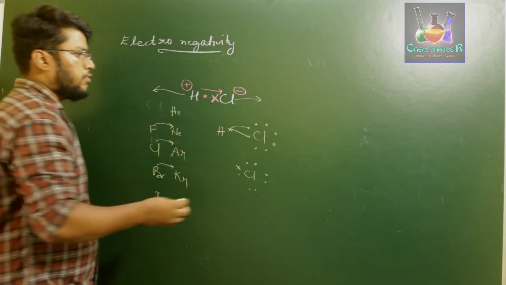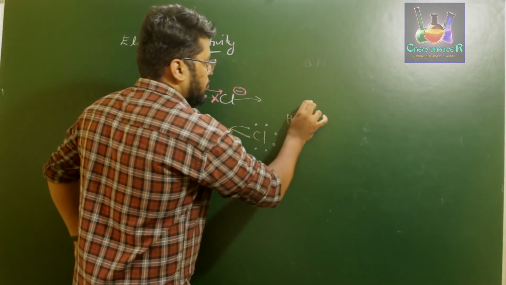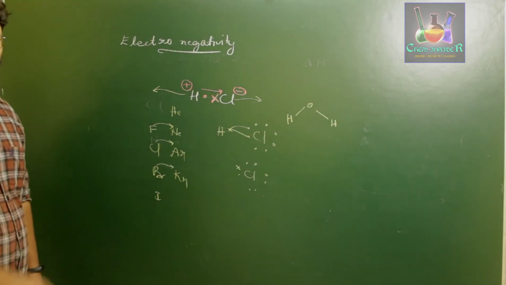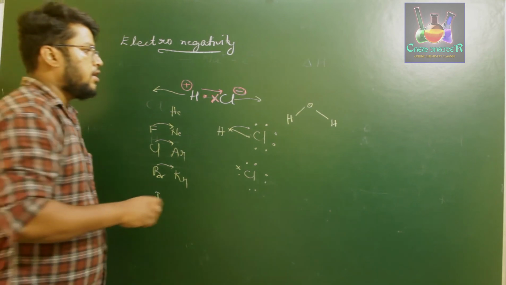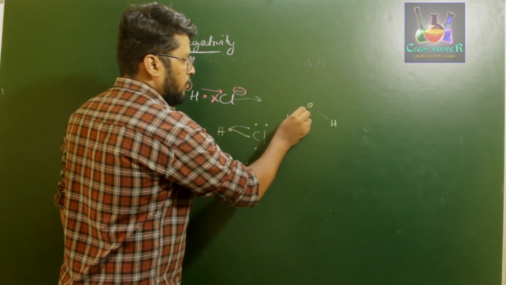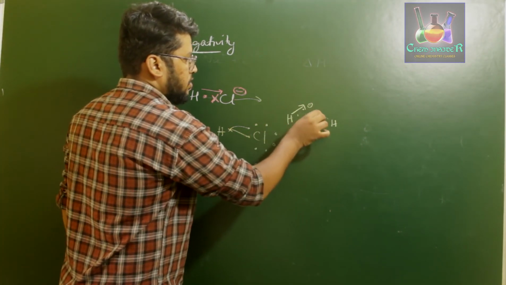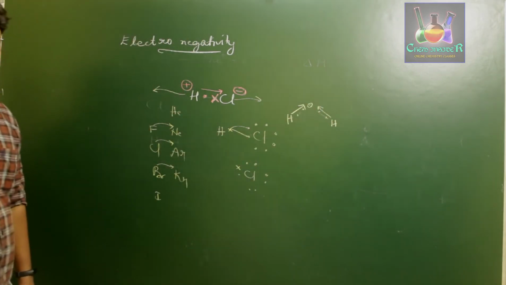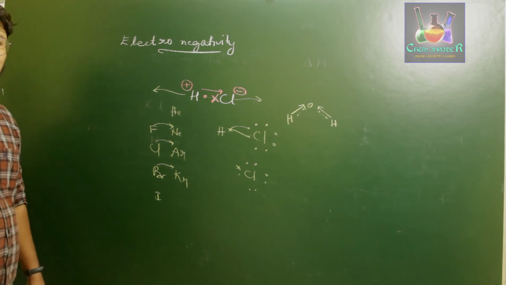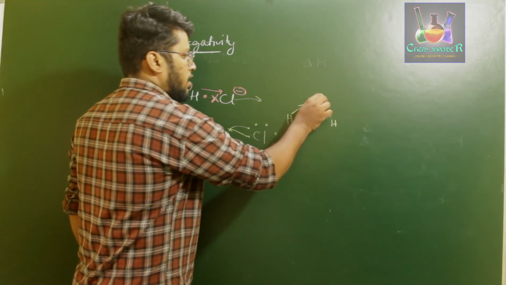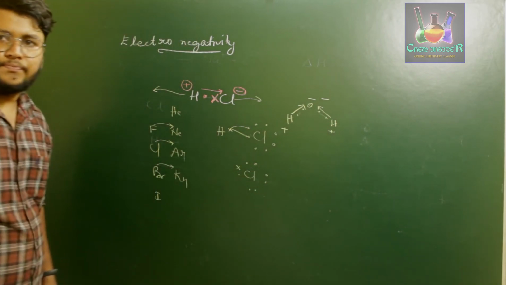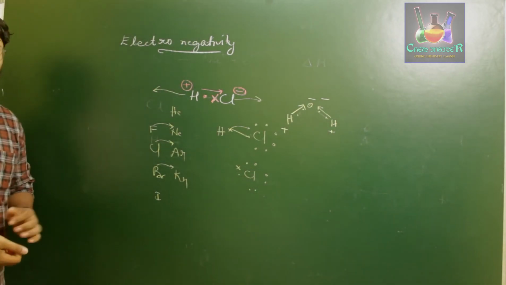Now if you consider one more example, let us say H2O. Here oxygen has a tendency to pull electrons because it requires 2 electrons. So the bonding electrons in this molecule are pulled towards the oxygen atom. Therefore, oxygen is electronegative with a -2 charge. Hydrogens are positive with 1 positive charge. Okay, so this is how electronegativity works.